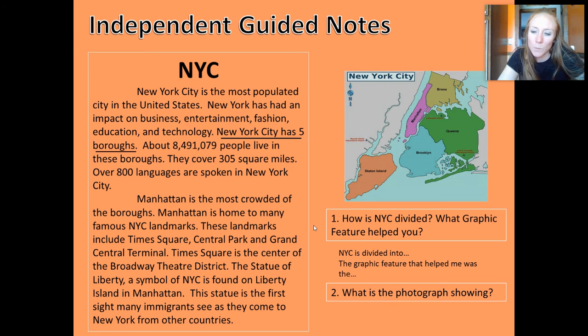Question number two. What is the photograph showing? What is this photograph showing us? The photograph is showing us the names of the five boroughs that New York City is divided into. And again, if you wanted to list them, you could: Bronx, Manhattan, Queens, Brooklyn, and Staten Island.